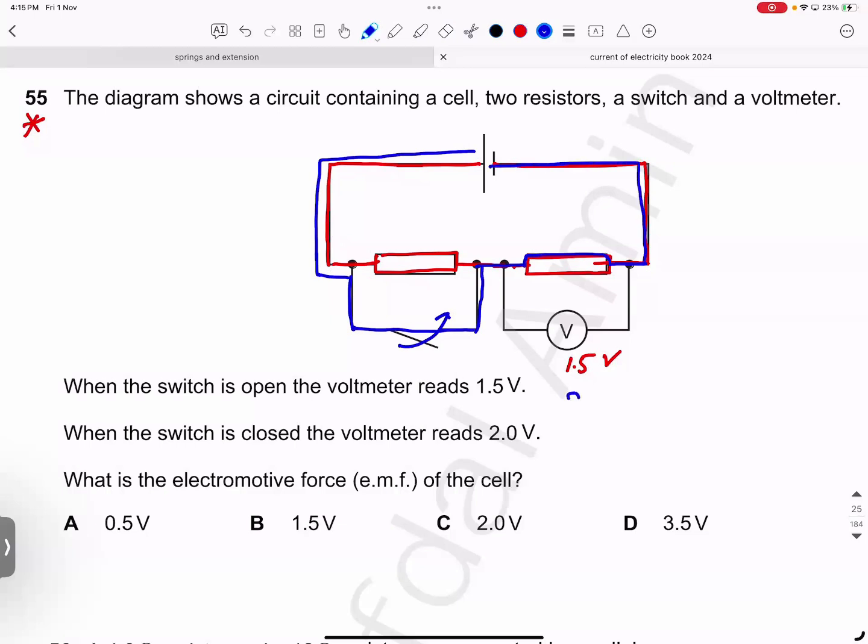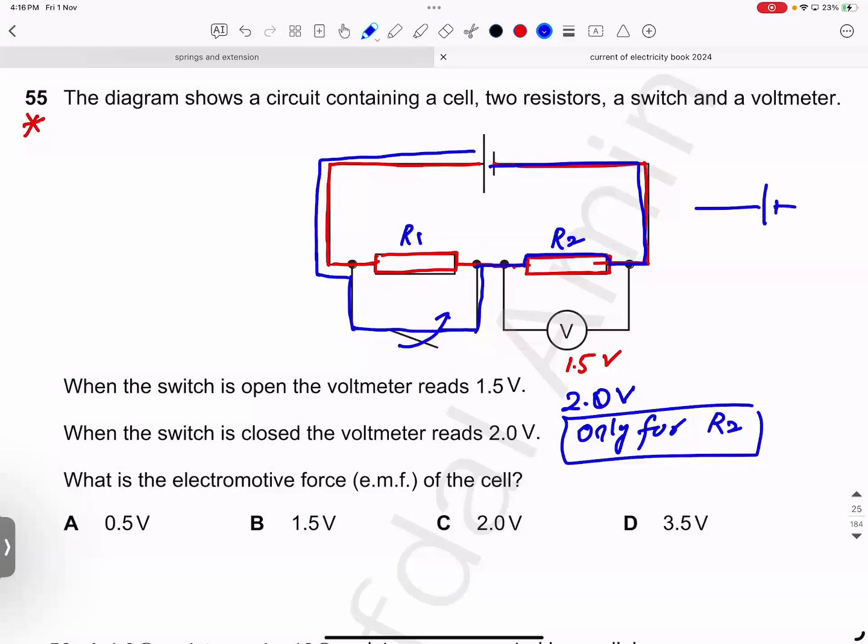When you close the switch, it is 2 volt. This 2 volt is now only for, you can say, R2. And R1 is not even in the circuit. So it means this blue circuit is now something like this, which is 2 volt.